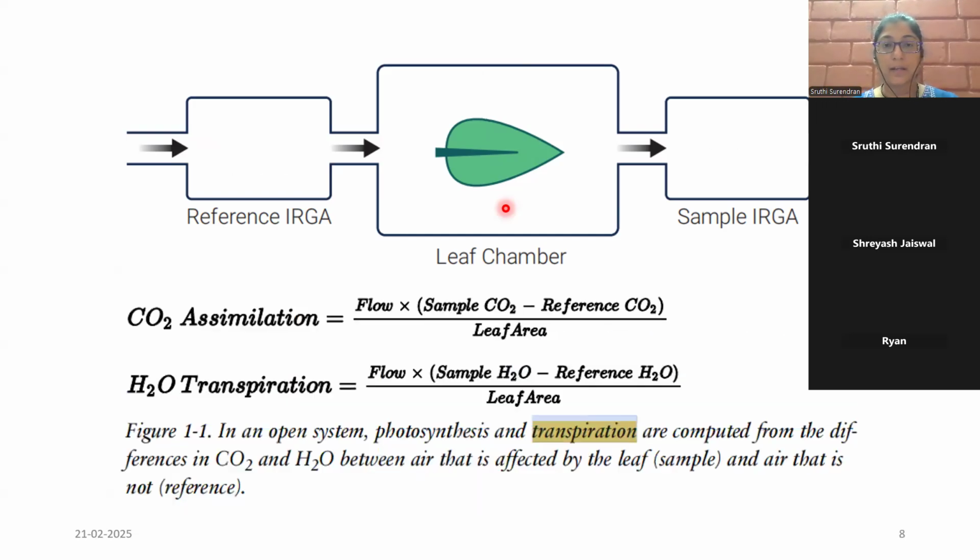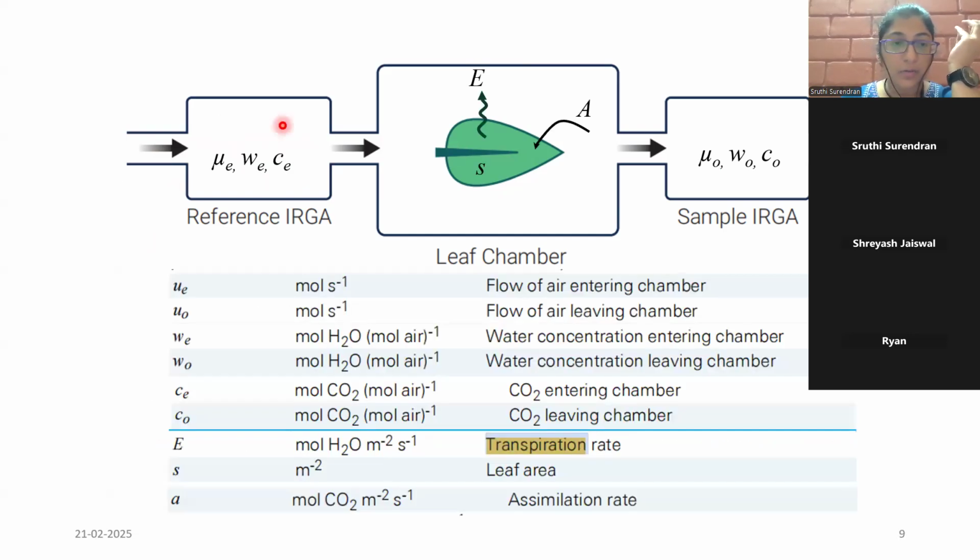Now, this is how an open system works. Like I said, when air is sent to this chamber, initially it is measured for its flow rate. What is the rate of air flowing inside this chamber? What is the concentration of water inside this chamber? What is the concentration of carbon dioxide inside this chamber?